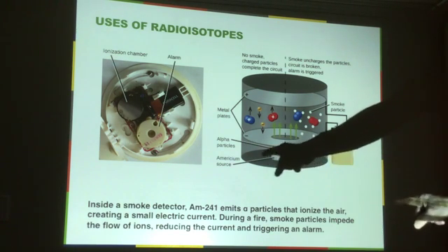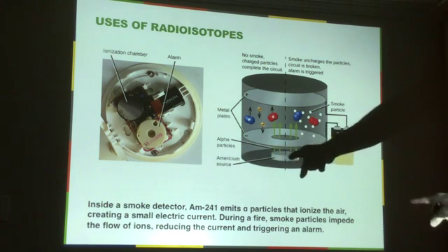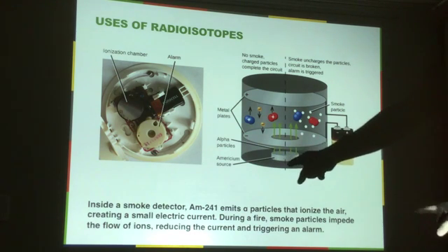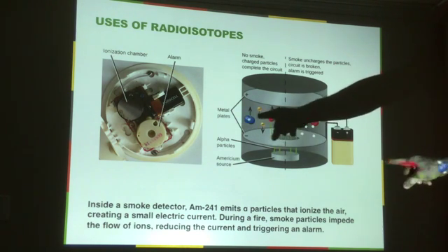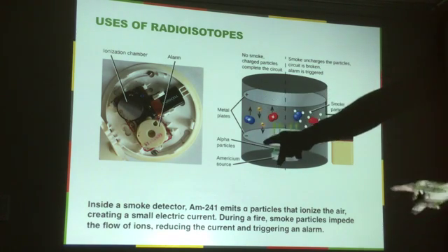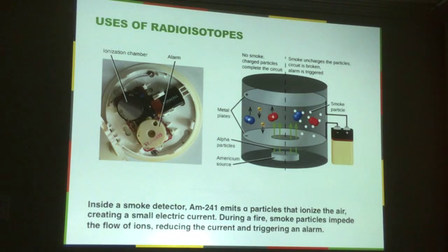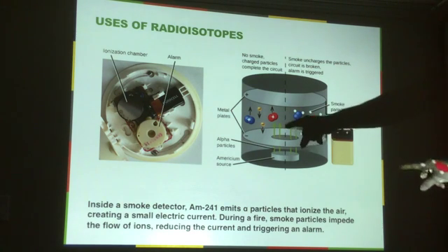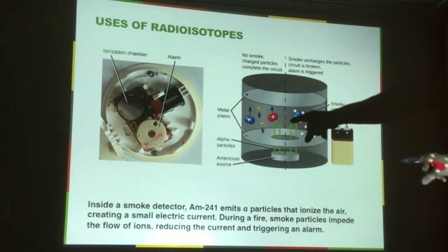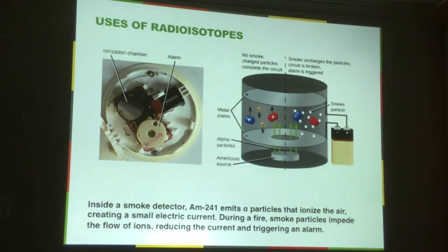You have a source of alpha particles from the americium, and these alpha particles will cause an ionization of these atmospheric molecules here, and they move this way based on whether they are negative or positively charged. If smoke enters this, it causes the particles to not become ionized as they would normally be ionized, and prevents this flow of electrons, and this triggers the alarm, and so that's how the smoke is detected.